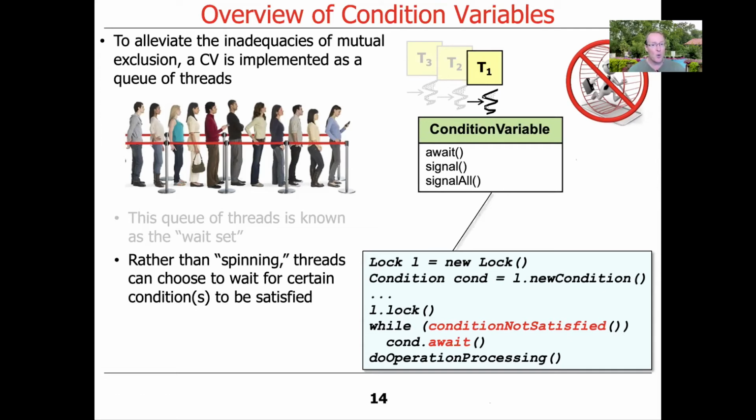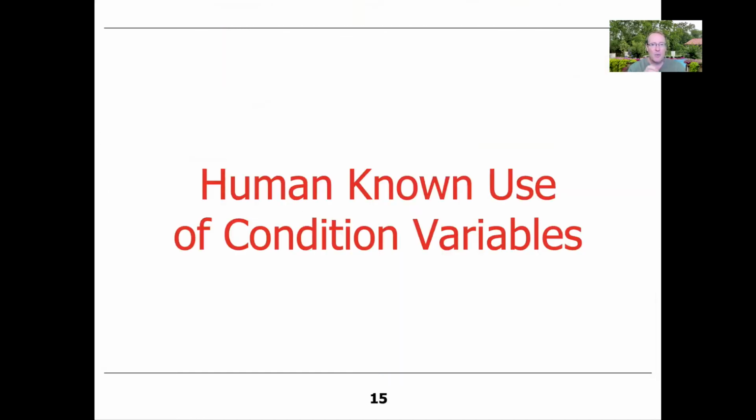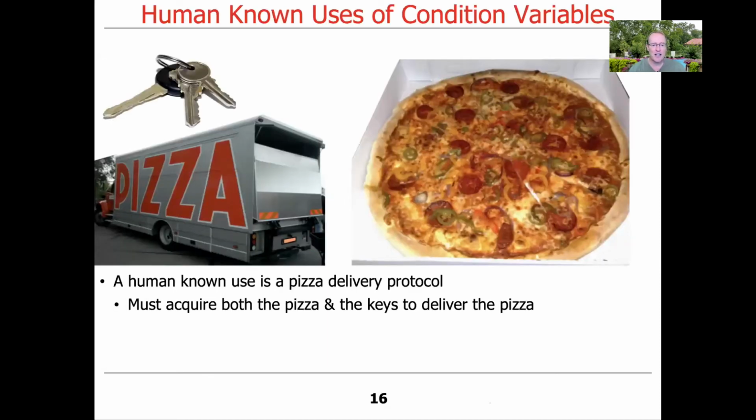And in particular, while the condition you're waiting for is not satisfied, you will basically wait. So we'll talk more about that in a second, and I'll show you some more detailed programming examples. But first, let me give you a funny, whimsical example of condition variables from everyday life.